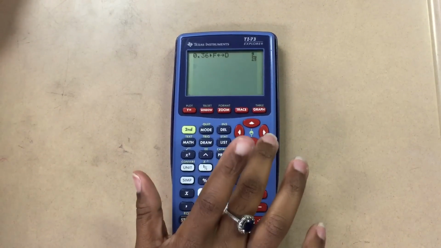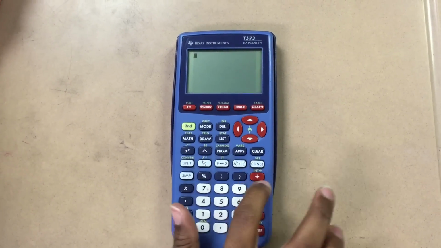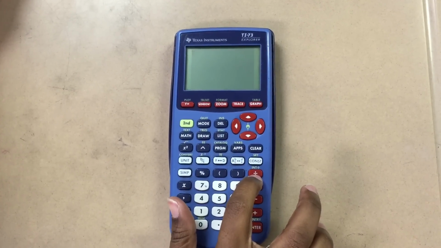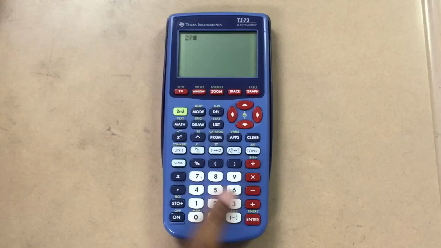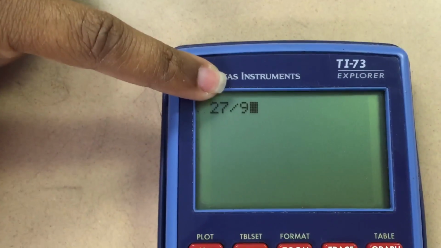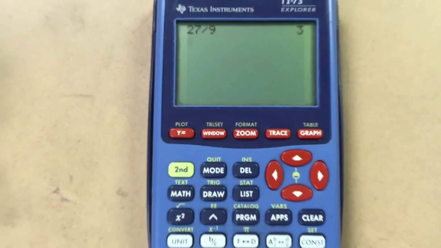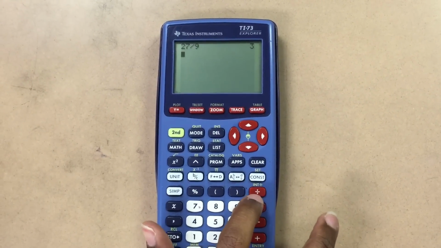One thing that's important to remember when you're dealing with the calculator is that the division symbol is not going to show up with this division symbol. So let's say I wanted to do 27 divided by 9. If I do 27 divided by 9, notice how it shows up with the bar. It still means that you're dividing. It's just that for the fraction, they use the fraction bar instead of this division symbol.